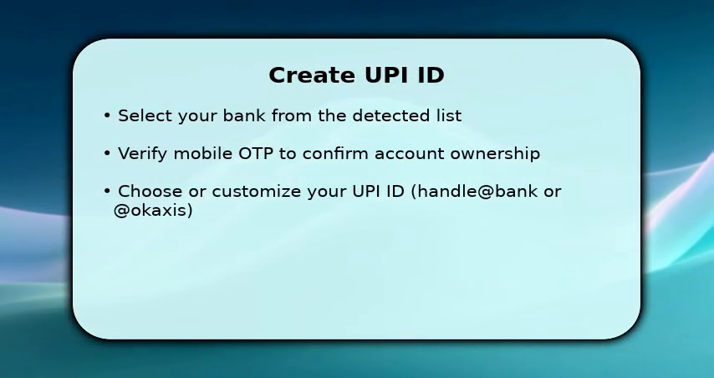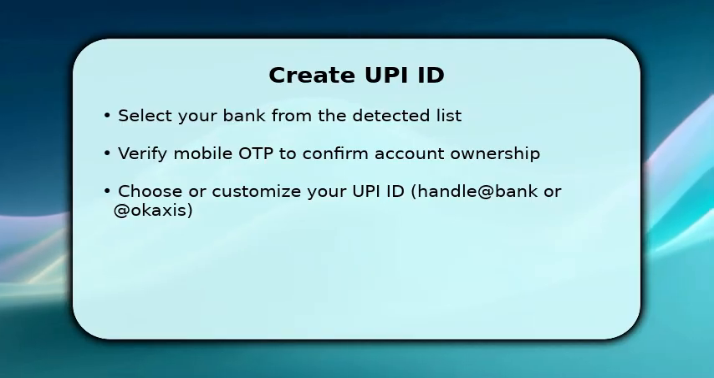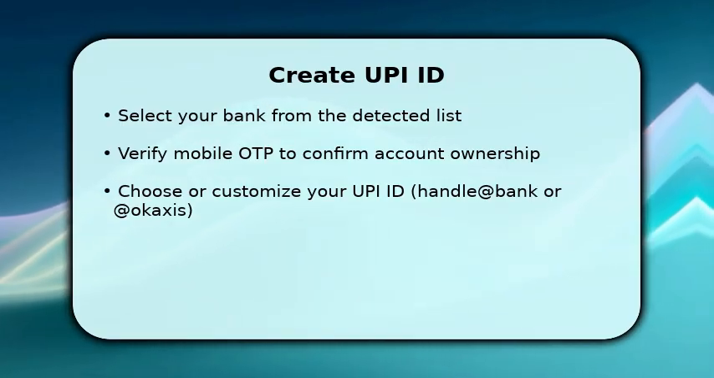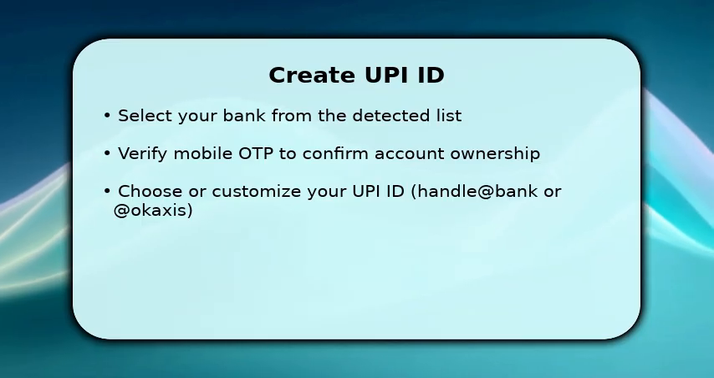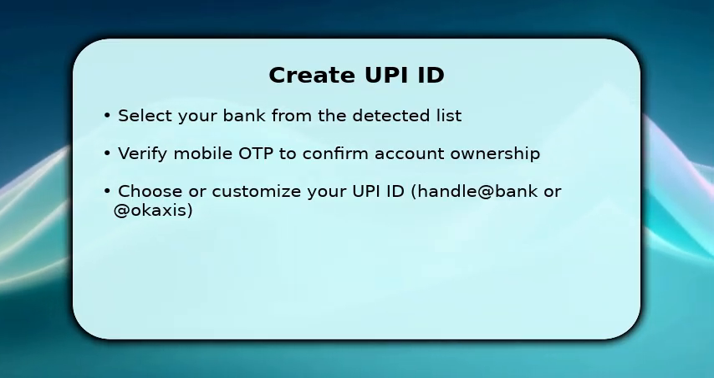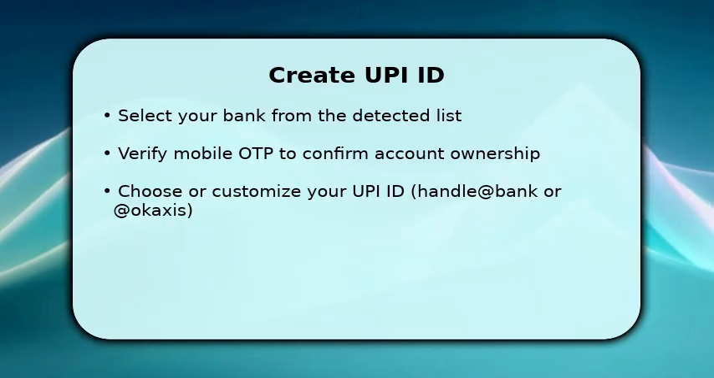You now create the actual UPI ID. After selecting your bank, Google Pay sends an OTP to verify your number. Enter it when prompted. Once verification succeeds, the app prompts for a UPI ID. Either accept the suggested ID or customize one within allowed formats.